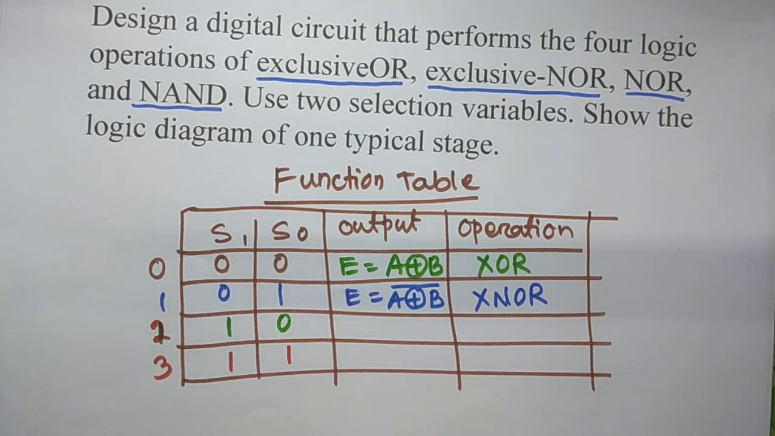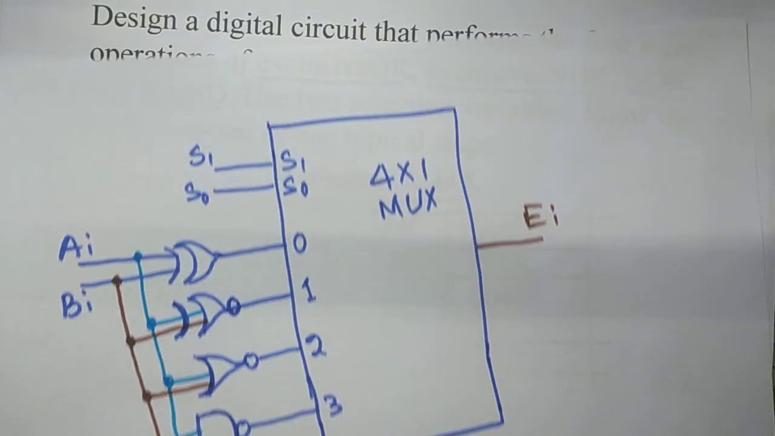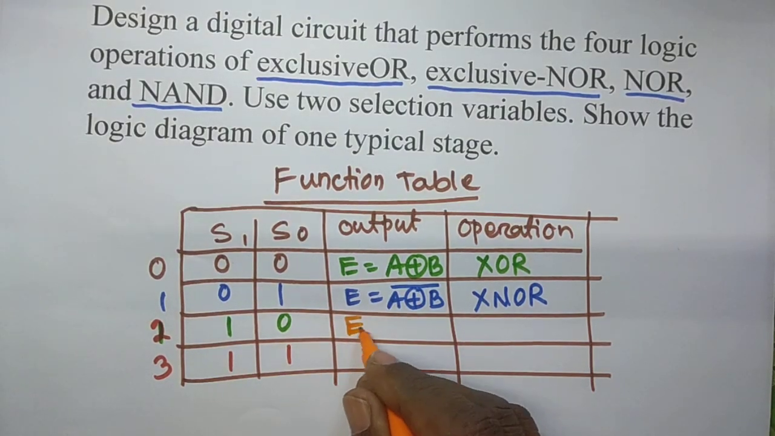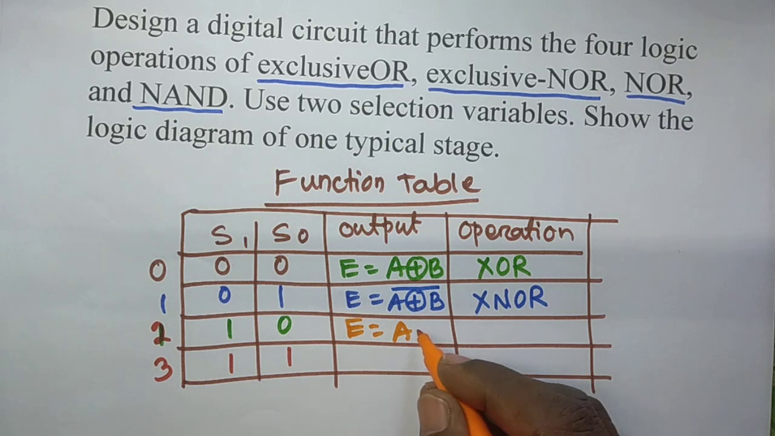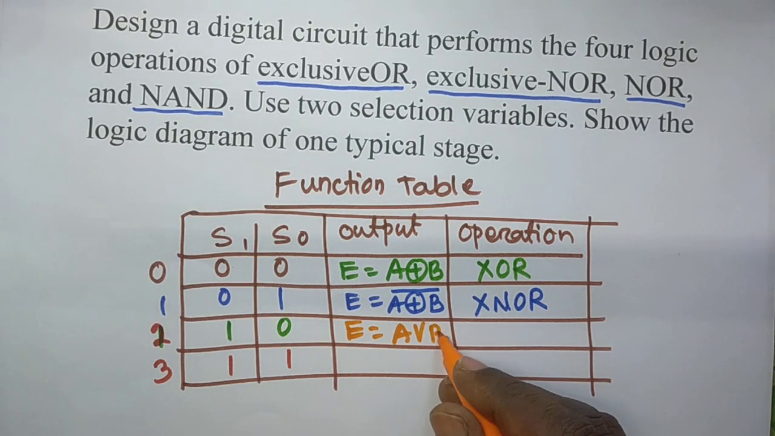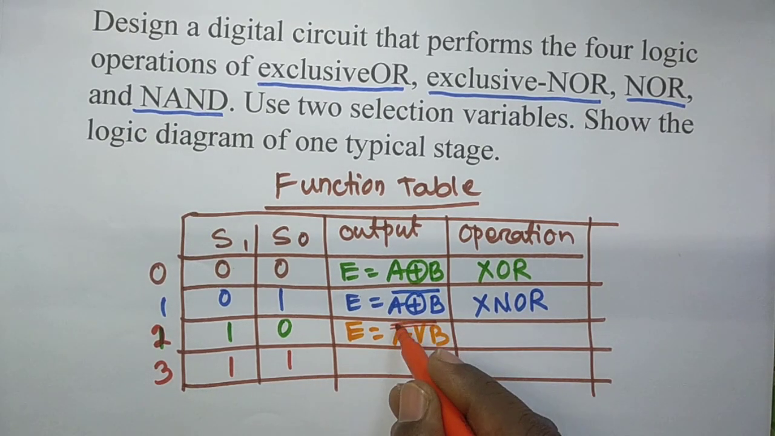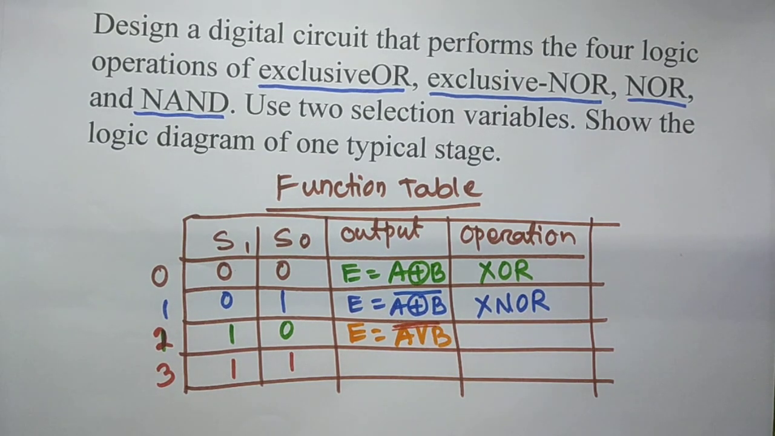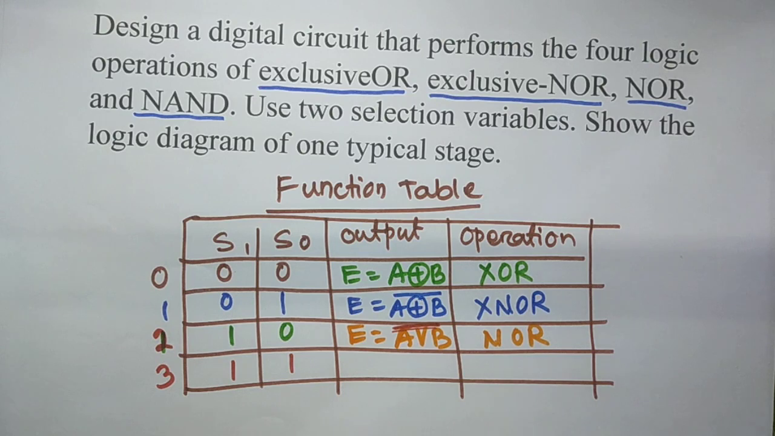Okay. Next, similarly, we can go through another. What is this? 2 means only NOR. You see, it is a NOR. NOR means E is equal to A NOR B, since it is a NOR, just the complement of that. You see, very simple, the complement of that. Okay, NOR gate, and we define it here as the NOR gate.